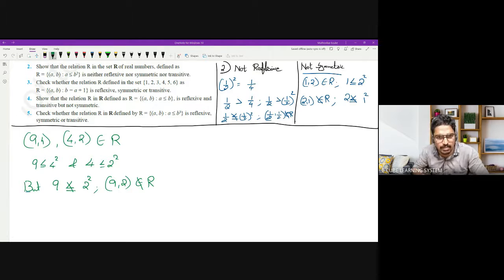This is a particular example. We can find out many examples. Minimum example. So by using these 3 examples, we can show that the relation is neither reflexive nor symmetric nor transitive.